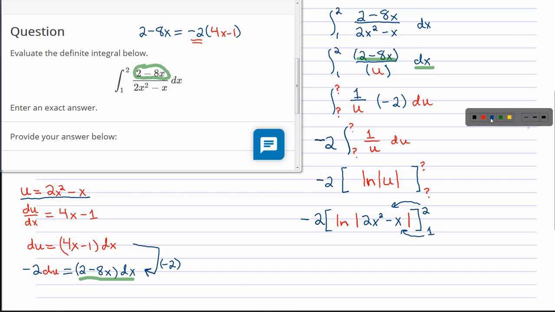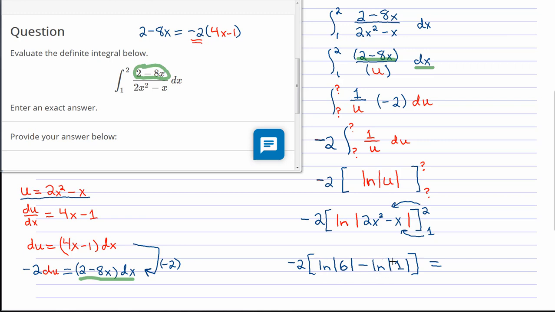And so we wind up with -2 times the natural log of, okay, if I put 2 in there, I get 2 times 4 minus 2, and that makes 6. So I get natural log of 6, and then minus, if I plug 1 in there, I get 2 times 1 minus 1, which is equal to the natural log of absolute value of 1. So one thing we can see here is the absolute values actually aren't really that important because everything we're dealing with is positive. And now if you're sneaky, you'll see one more simplification we can make.